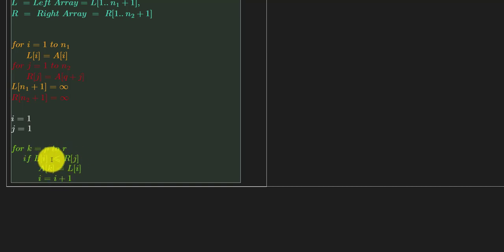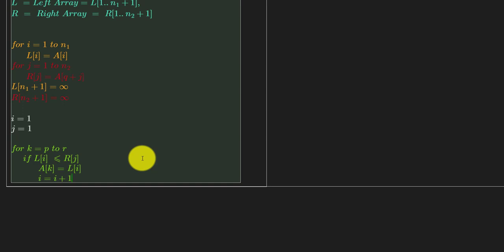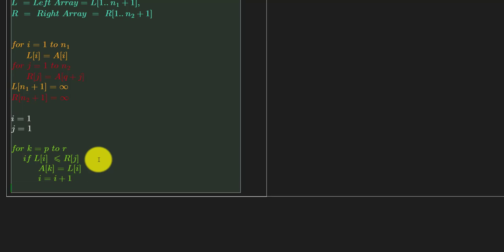Now if this is not the case, which is currently our case, because our left-hand subarray's first element is not less than the right-hand subarray's first element, then A[k] will be the right-hand subarray value only. So that is what we are going to write now. We write else, and A[k] will be our right-hand array element, R[j], correct?